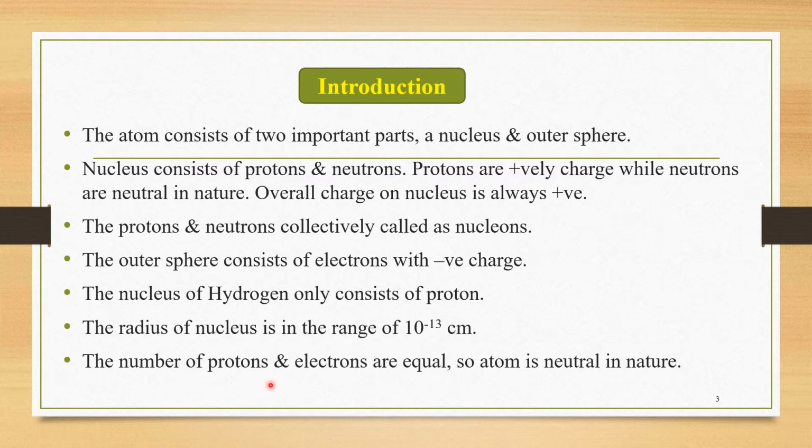The numbers of protons and electrons are equal, so the atom is neutral in nature. As far as the number of protons and electrons is concerned, they are always equal in number, so the overall charge on any atom is equal to 0. We can say that the atom is neutral in nature. This is a simple introduction regarding the atomic structure of an element.